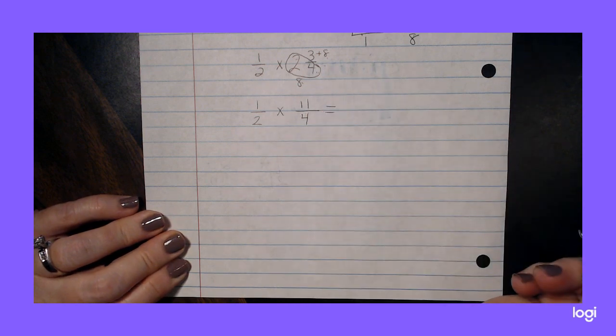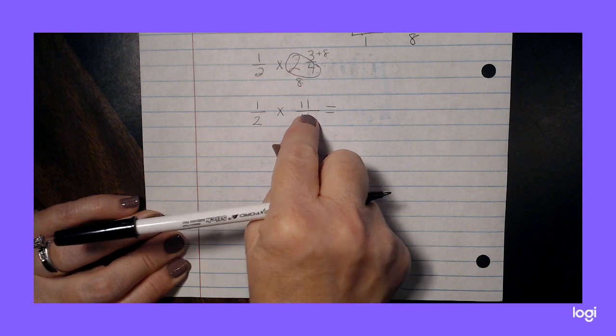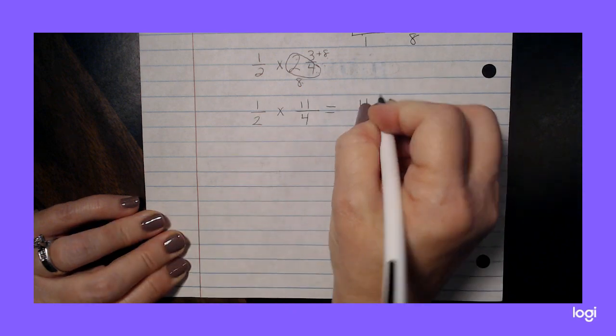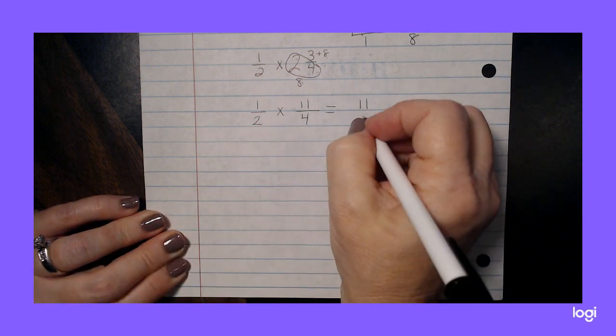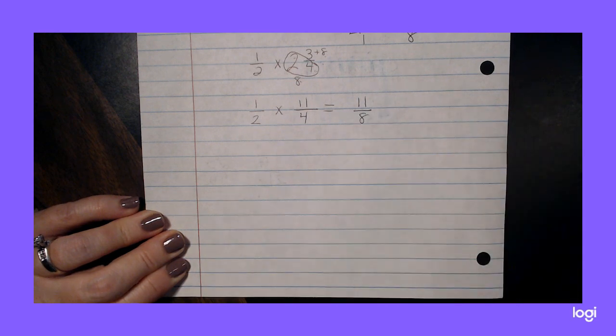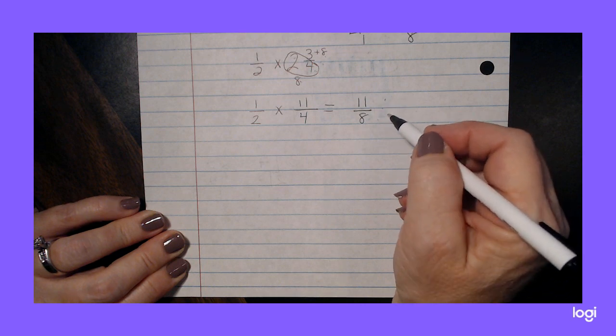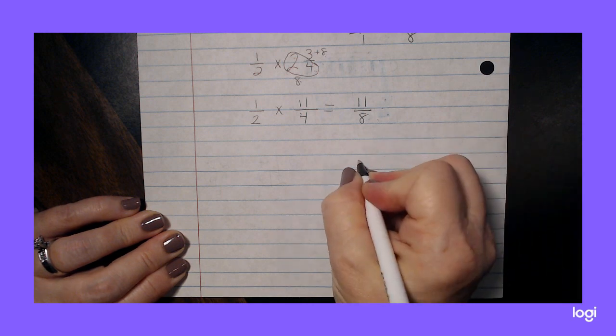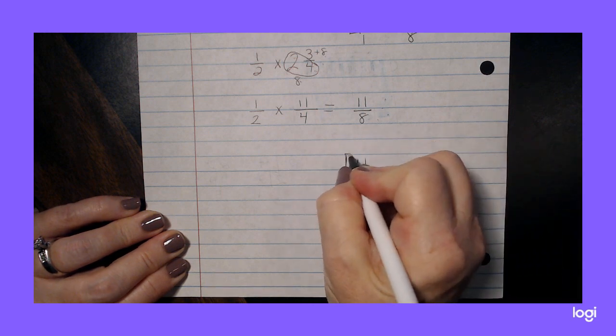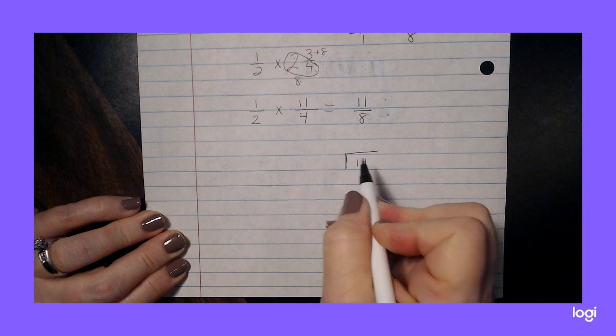I'm going to go ahead and multiply my numerators. 1 times 11 is 11, and 2 times 4 is 8. This looks like a top-heavy fraction. This is improper. So I'm going to have to set up a division problem. All things that we worked on last week. So we're going to take 11 and divide it by 8.